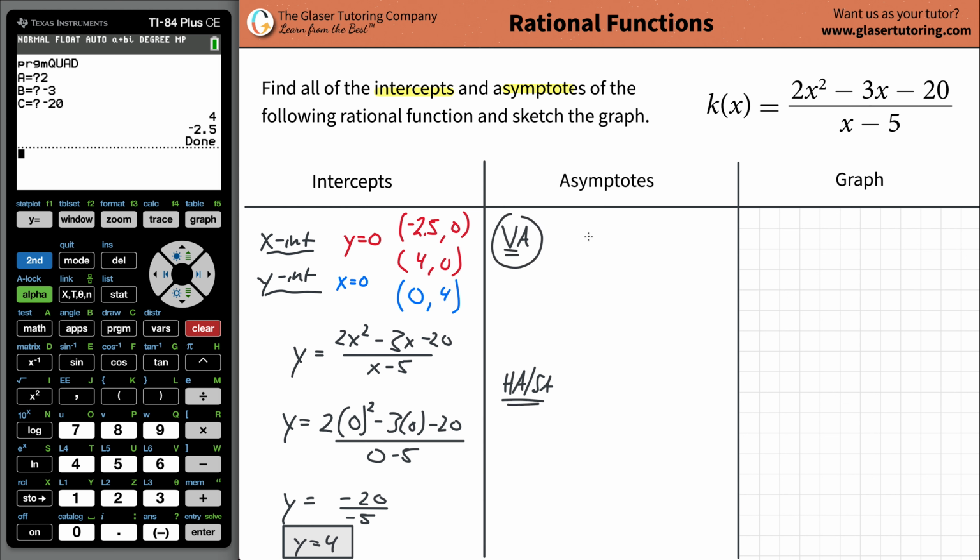To find any vertical asymptotes, you're going to look at your function, look at the denominator, and set this bad boy equal to 0. The reason why is because if you take that denominator, meaning x minus 5, and set that equal to 0, you're saying what value of x will make this denominator become 0. So obviously x has to be 5. And what that means is that when x is 5, this denominator goes to 0.